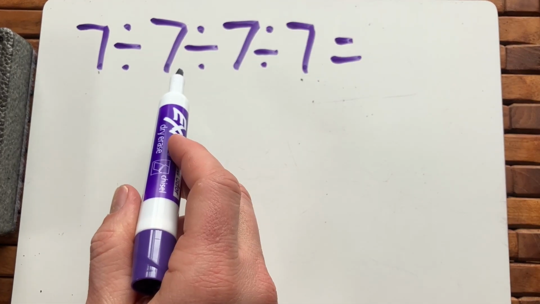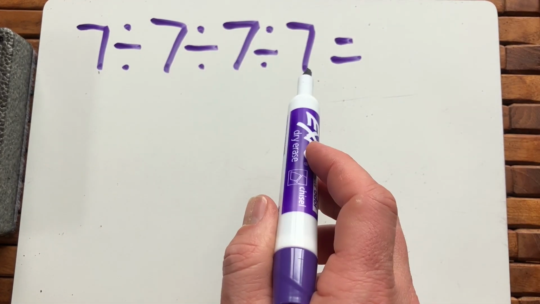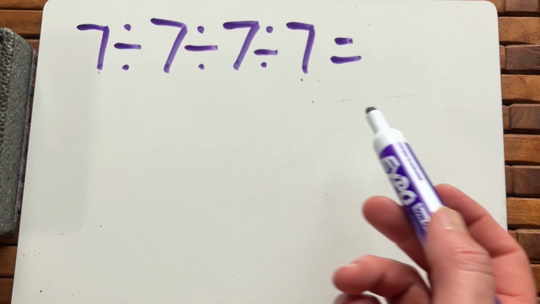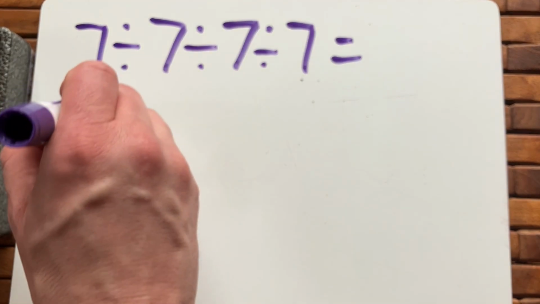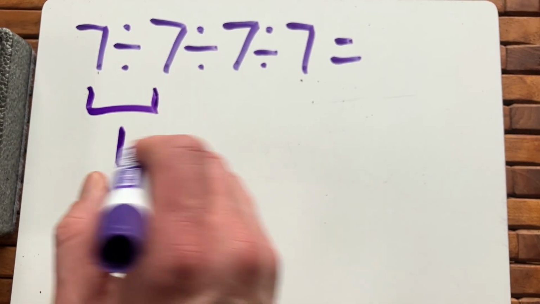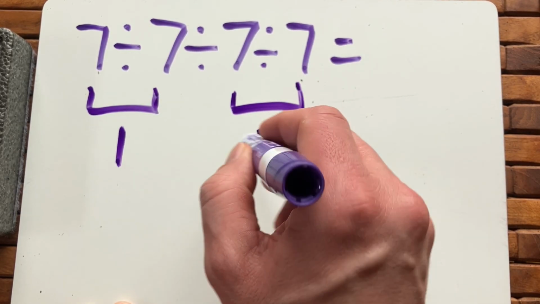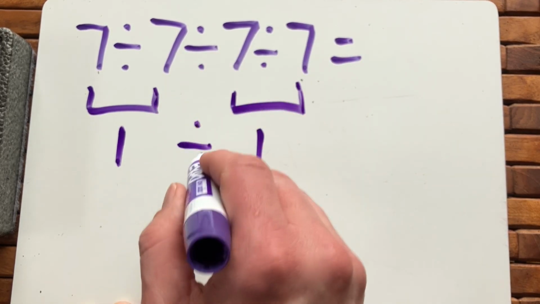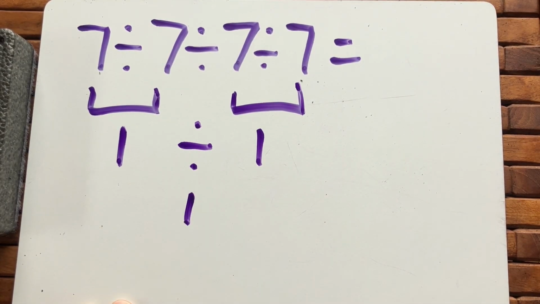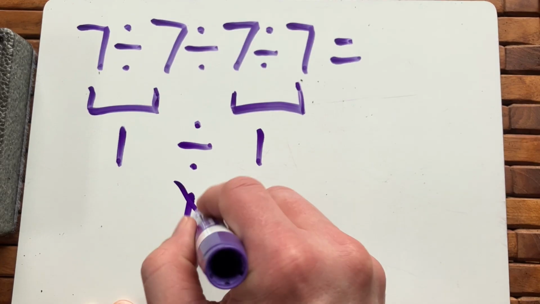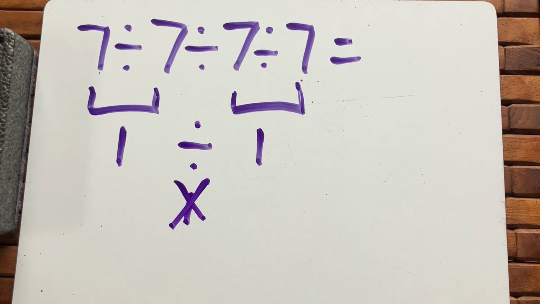7 divided by 7 divided by 7 divided by 7. Now, in seeing this problem, you may go 7 divided by 7 is 1. 7 divided by 7 here is 1. 1 divided by 1 is 1. But that would be incorrect. Let's fix this.